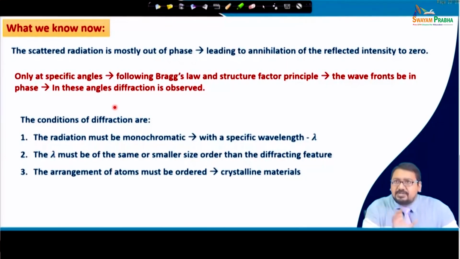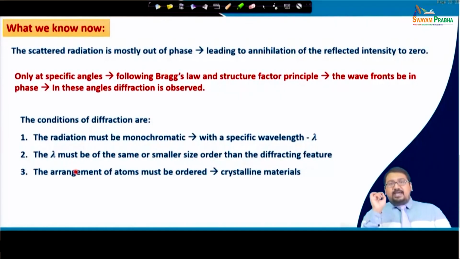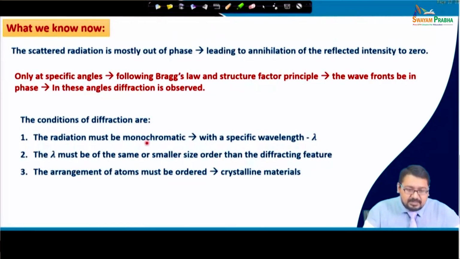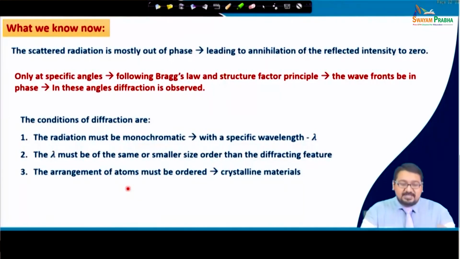So, what are the conditions of diffraction? To summarize, the radiation has to be monochromatic, it cannot be polychromatic, it should have a specific wavelength. Secondly, the lambda must be of the same or a smaller size order than the periodic lattice arrangement of that particular material in question. And third, and the most important thing, the arrangement of the atoms has to be in order. It has to be a crystalline material.